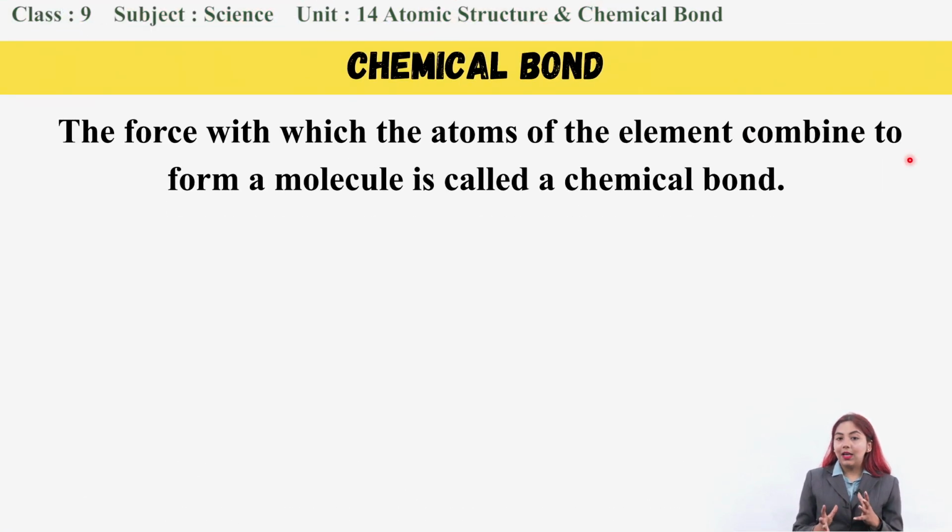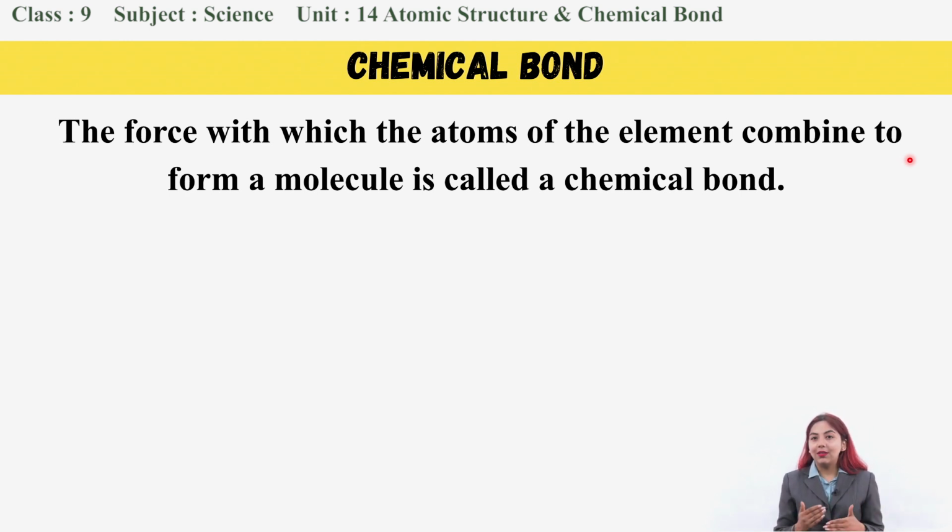Now let us understand what a chemical bond is. A chemical bond is a force with which the atoms of an element combine. It is the force between the atoms of the elements present in a molecule, the force that keeps them in a molecular form, is the chemical bond.